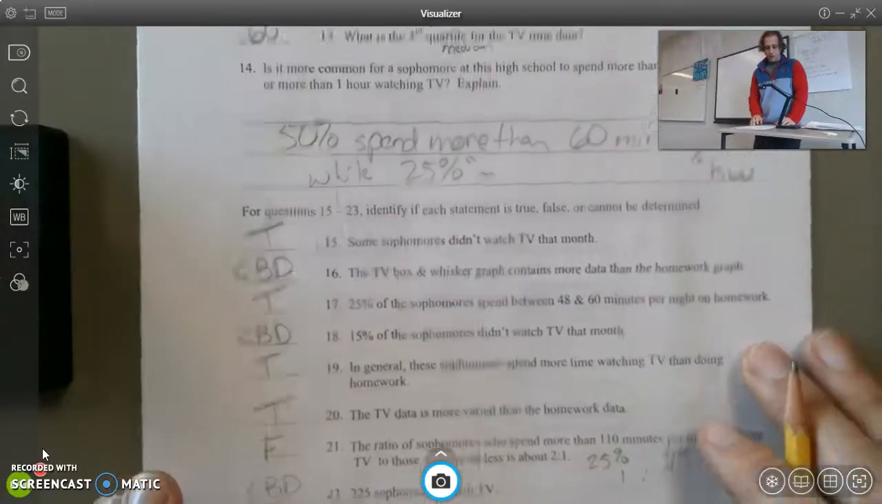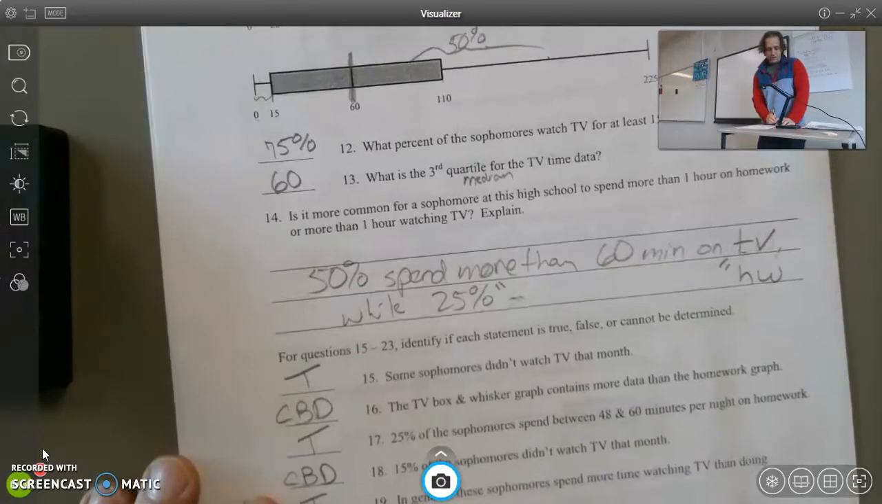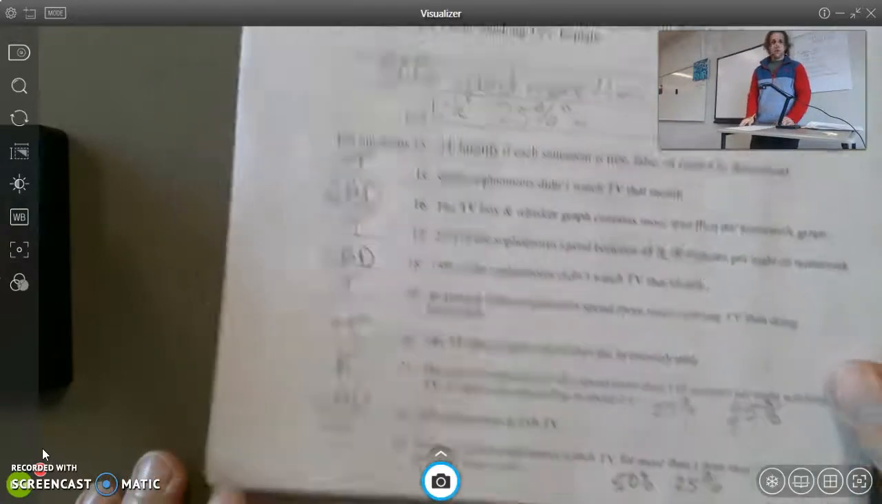Twice as many sophomores watch TV for more than 1 hour than do homework for more than 1 hour. Okay, so watch TV for more than 1 hour, that's 50%. Do homework for more than 1 hour, that's 25%. Is that twice as many? Yes, that's true. All right.